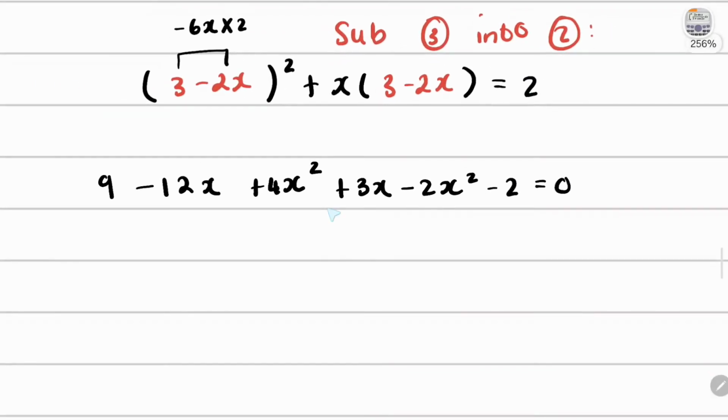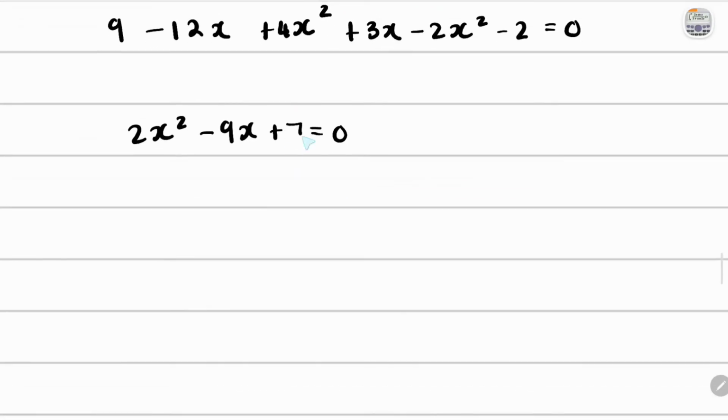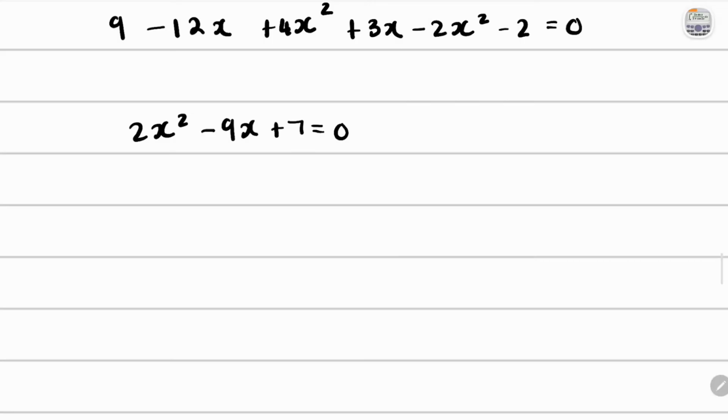Now we can put our like terms together. In the order of its exponents, those two go together and become 2x squared. These two go together and they become negative 9x. And then lastly, the constant. So 9 minus 2 gives you positive 7 is equal to 0. Now that we have this, let's go ahead and factorize.